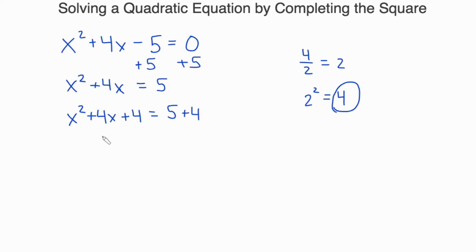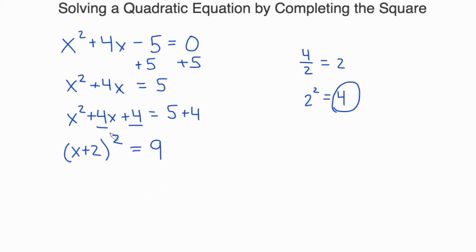Our next step is to factor that. So if we're factoring this, we want to think what will multiply to get to 4 and add to get to 4. And that would be 2 and 2. So this will be x plus 2 times x plus 2. Whenever we have something written like this, we don't have to write x plus 2 times x plus 2. We can instead just simplify it to x plus 2 squared. So we'll write x plus 2 squared, so that's the factored form of x squared plus 4x plus 4 equals 5 plus 4, that's just 9.